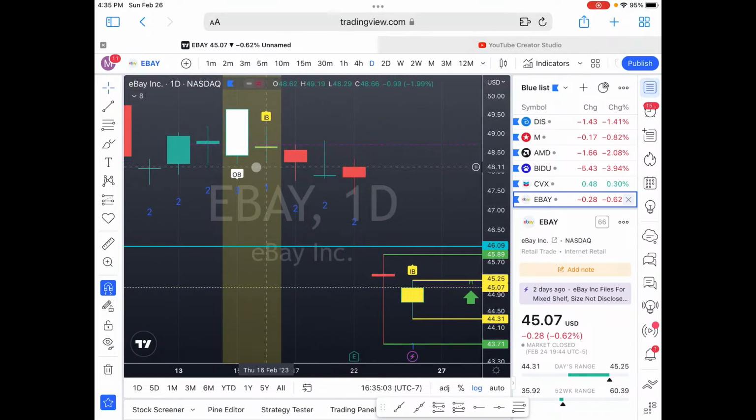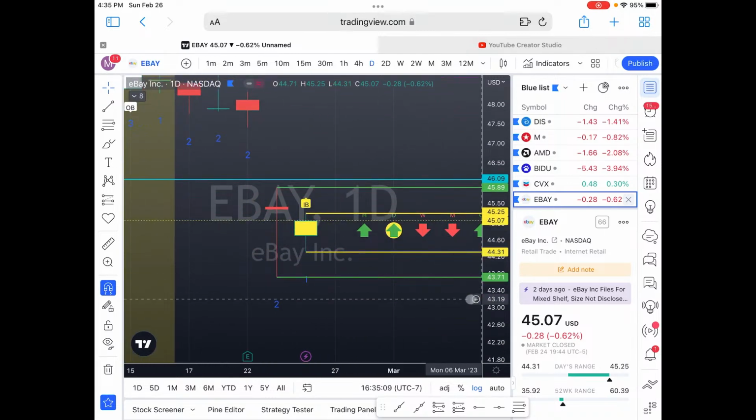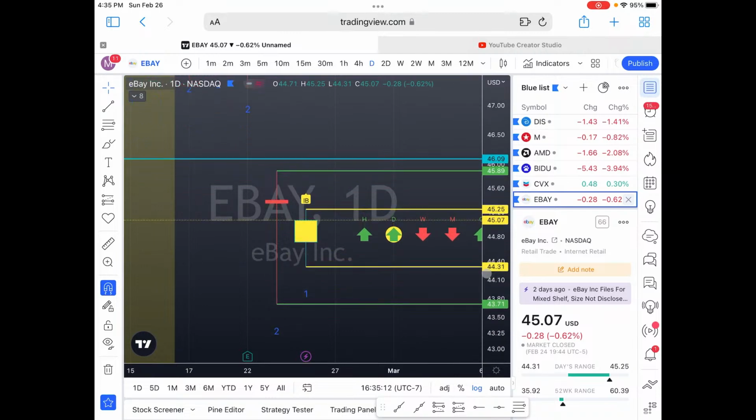We triggered and we hit multiple targets all the way down. So that's what we look for off of those inside bars. We look for those big breaks, those big runs, those big moves. And so we can look for calls at 45.25 and our target is marked out at the top. Or we can look for puts at 44.31 and our target is marked out at the bottom.